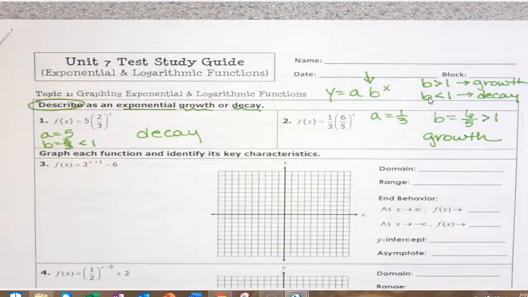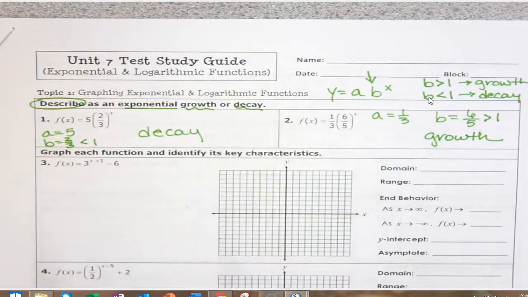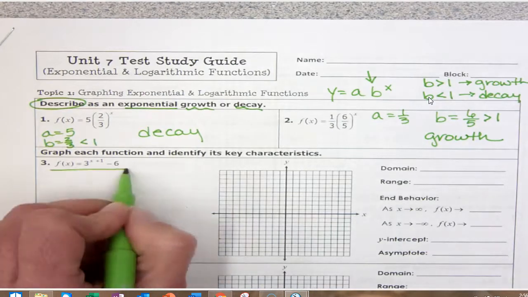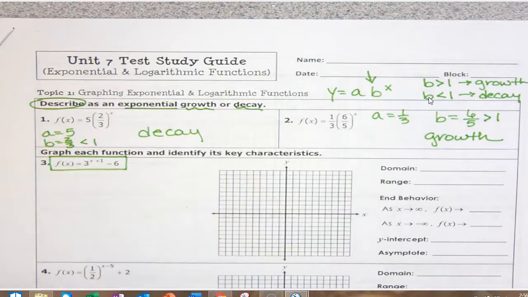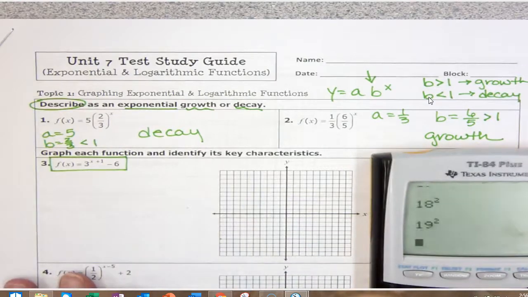All right, next up, graph each function and identify each characteristics. If you do not do anything else but put this in your calculator and look at the table and graph it on your graph, by all means, at least do that. Y'all make sure you graph it.